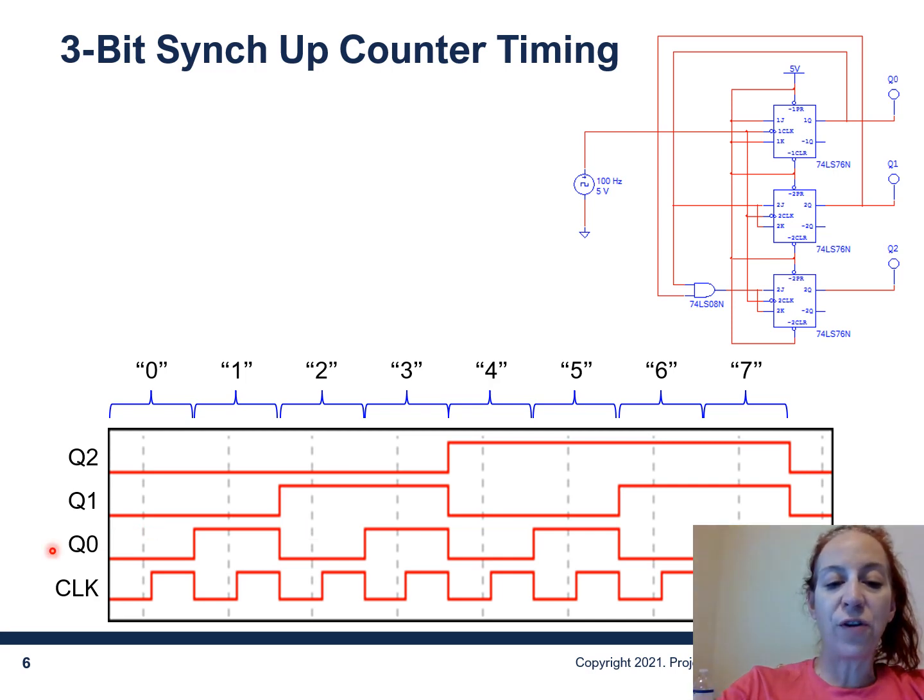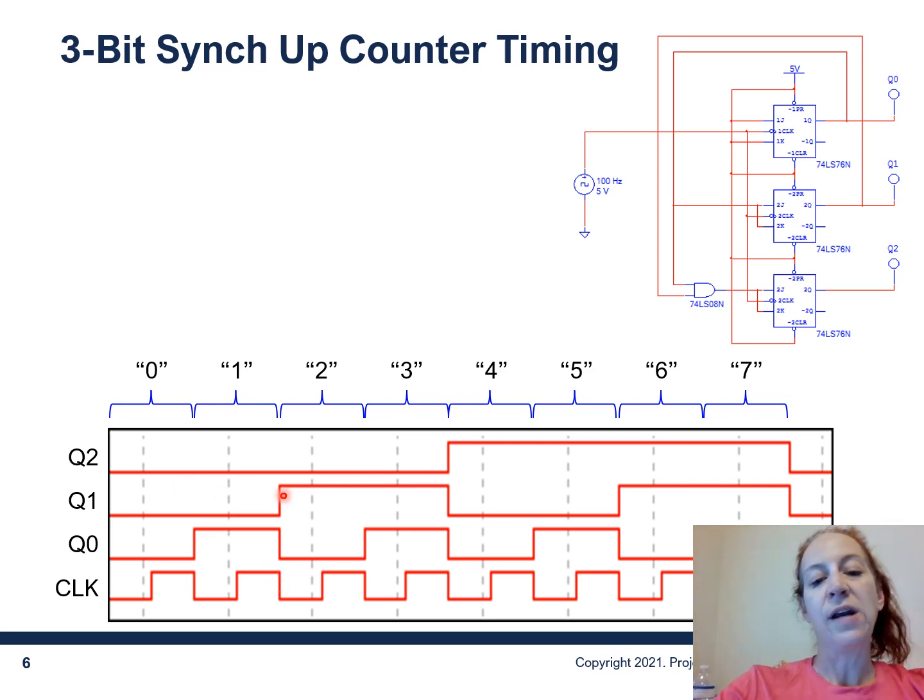So if the first flip-flop is low, it means the second flip-flop is in no change mode. It's not in toggle mode. Once that first flip-flop goes high, that sets the second flip-flop into its toggle mode, so that when the clock drops low, it's going to make the second flip-flop go high.